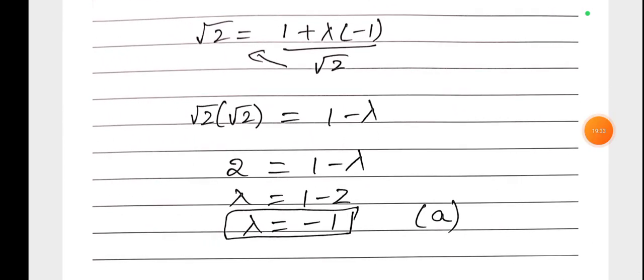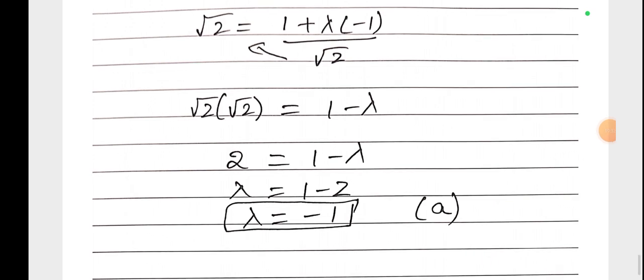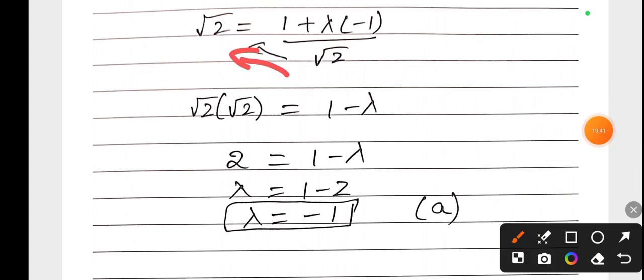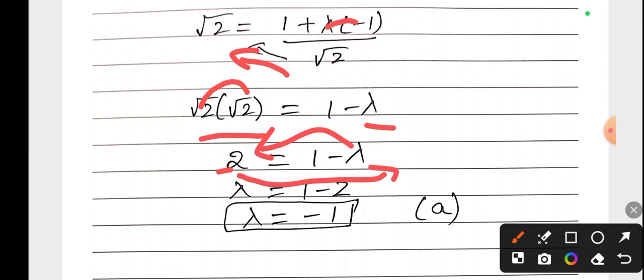When division, root 2 goes to the other side as multiplication, so root 2 into root 2 is 2. Then lambda into minus 1 is minus lambda. Plus lambda transposition, children, don't say exchange, it's a transposition. Minus lambda comes here as plus lambda, plus 2 goes to the other side as minus 2. So 1 minus 2 is minus 1. That's all. We completed the 10 questions.